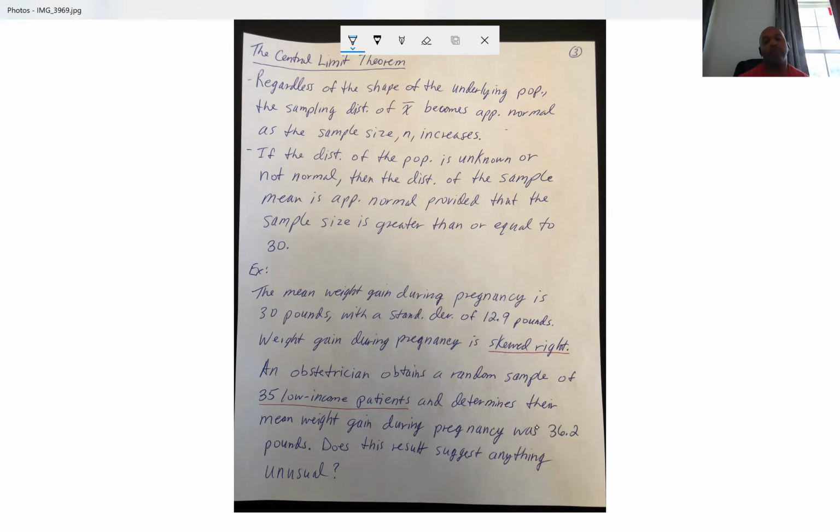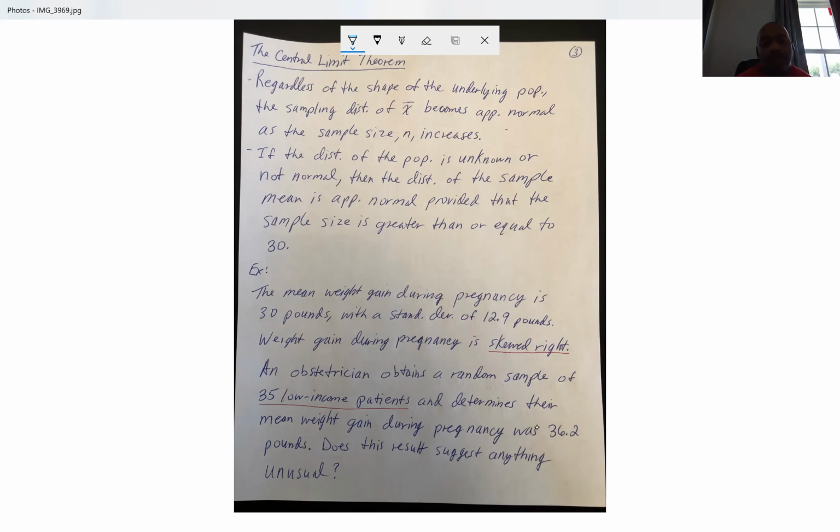So we would be looking for a sample size that's greater than or equal to 30 if our population is something other than approximately normal. In the last example, we only used 10 as a sample size. That was okay because our population was approximately normal. Here, in this next example, our population is skewed right, so we're going to need a sample size that's 30 or greater in order to apply what we did in the last problem.